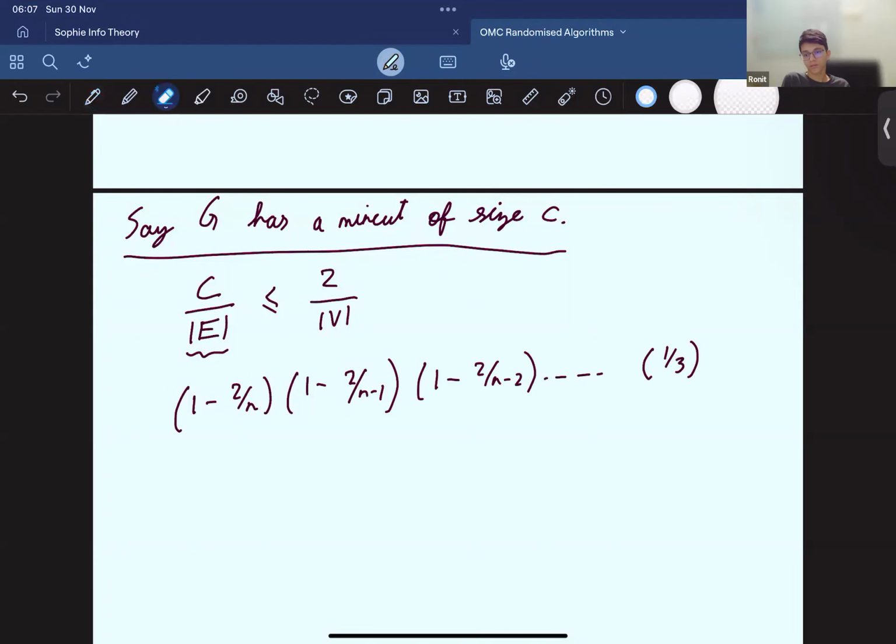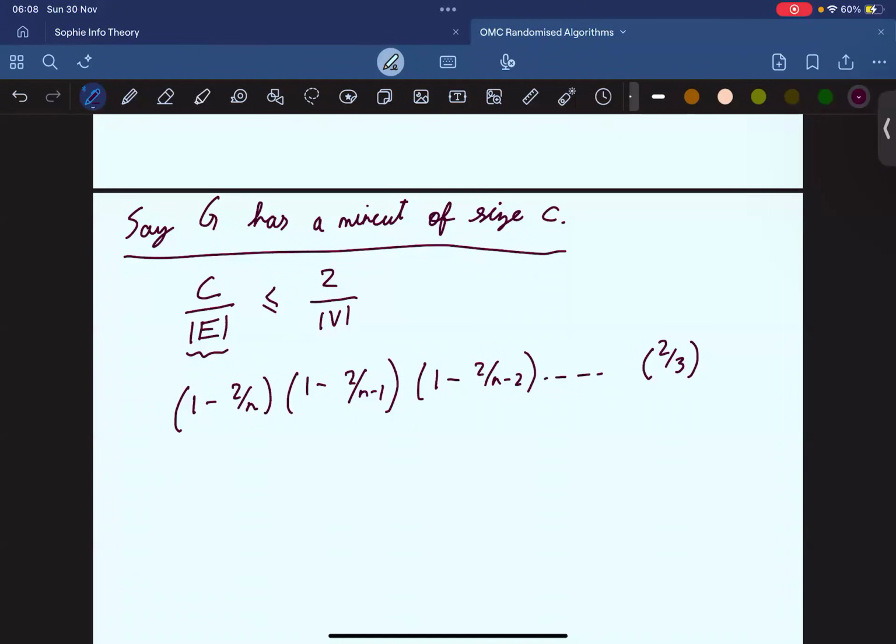Sorry, 2 over 3? 2 over 3. No, you have 1 minus 2 over 3, right? So 1 over 3. Right. Good, good.